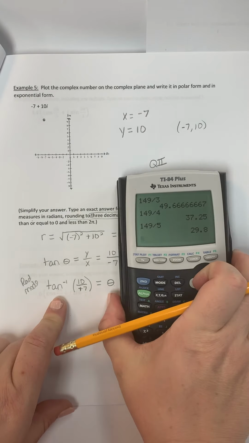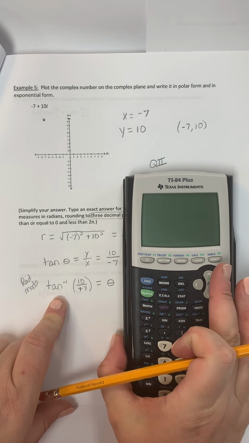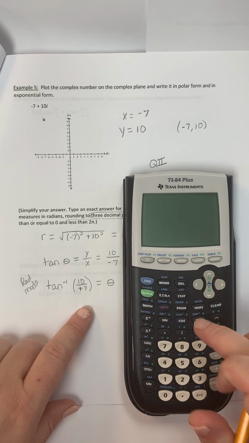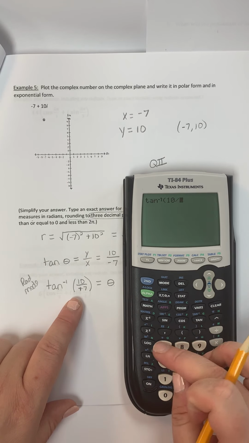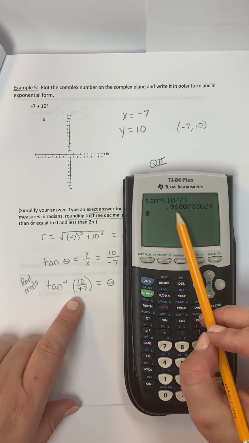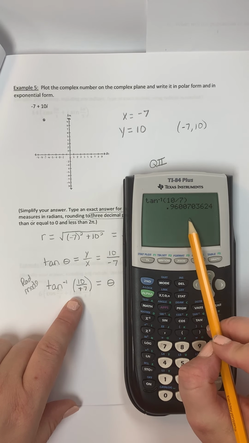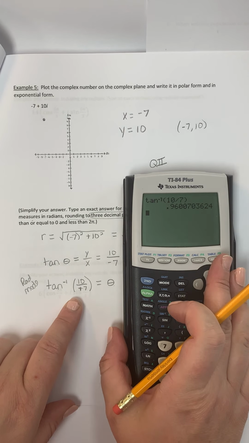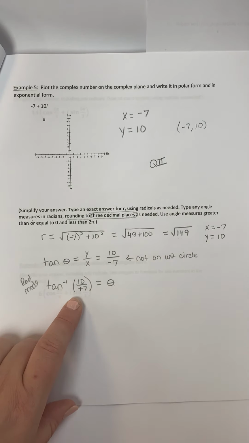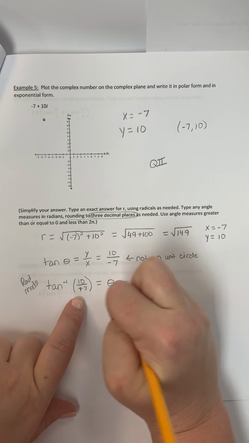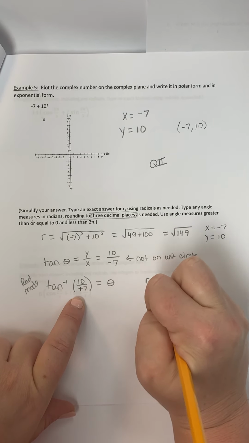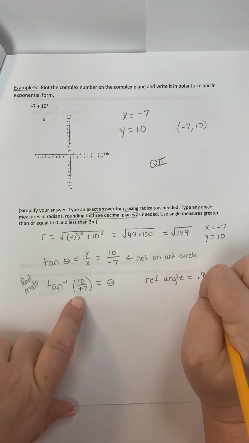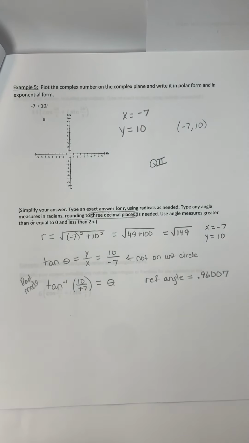So I'm going to take my calculator, and I'm in radian mode. I'm going to do second tan, 10 divided by 7, and I get this decimal. This is not your theta. This is your reference angle. Remember good old reference angle there that we used sometimes? So your reference angle equals 0.96007. I'm just going to take it out quite a bit.